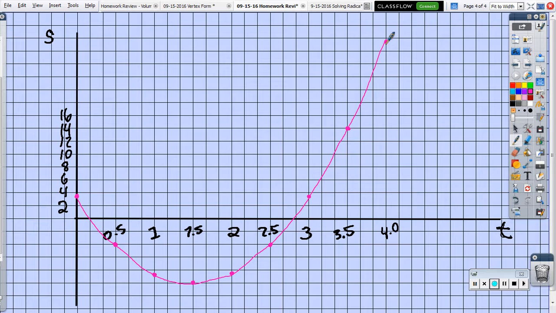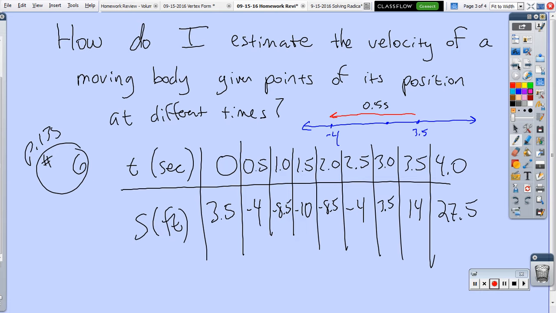Assuming that this smooth curve represents the motion of the body, estimate the velocity at t equals 1 second, t equals 2.5 seconds, and t equals 3.5 seconds. So if you look at our data, we do have something at 1, but we don't actually have the function written out. So what we'd have to do is pick values just to the left and right of 1 to estimate it.